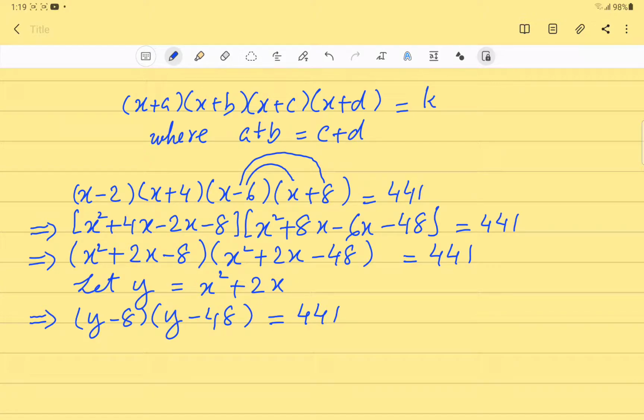Now we will multiply these brackets. First we will multiply y with y and then y with minus 48. So it will be y squared minus 48y, and then we will multiply minus 8 with y and then minus 8 with minus 48. So it will be minus 8y and plus 384 when we multiply minus 8 with minus 48.